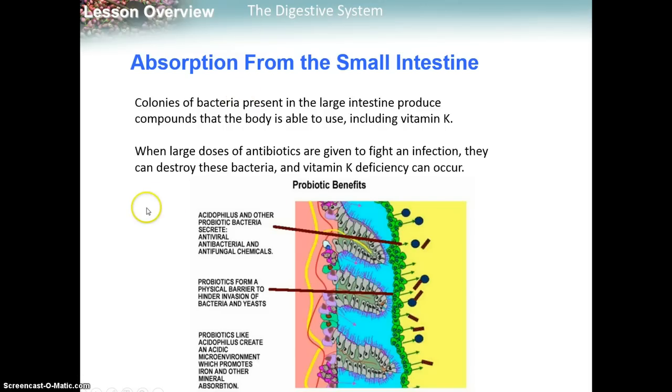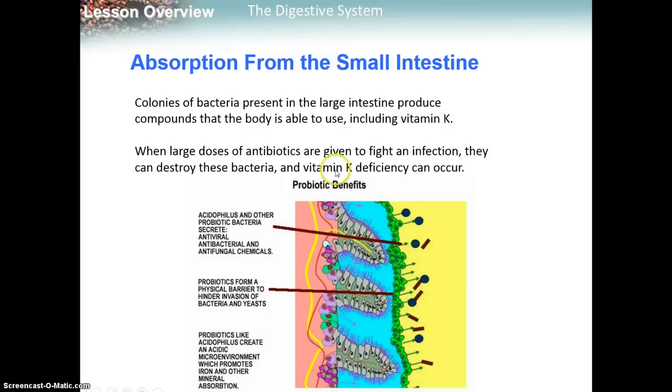So for example, if you've ever taken an antibiotic for some sort of infection you have, not only do you kill the bacteria that's causing the infection, but you'll kill these helpful bacteria, because antibiotics can't tell the difference between your good bacteria and your bad bacteria. So that can lead to things like diarrhea, because again, some of these bacteria help keep everything in check in your colon.